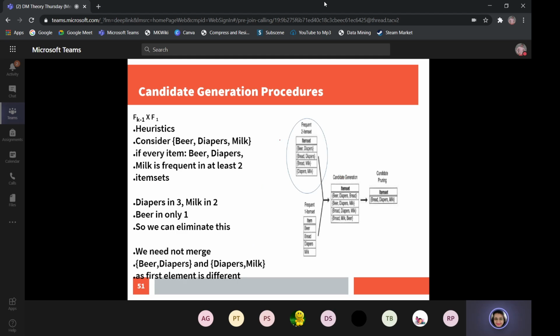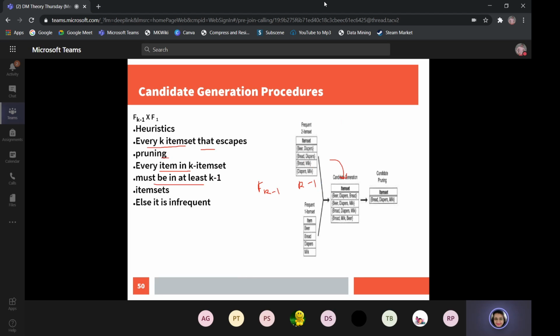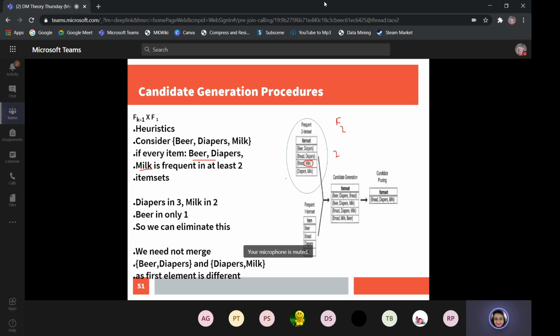If not, then it is infrequent. So in this situation, if you see that in case of beer, diaper and milk, milk was frequent because in F2 it was appearing in at least two positions. Diapers was occurring in three positions, and beer was occurring in one position, and our heuristic was that it should appear in at least k minus 1 item sets. So it should have appeared in two, but it is appearing only in one. So the beer portion we can eliminate.